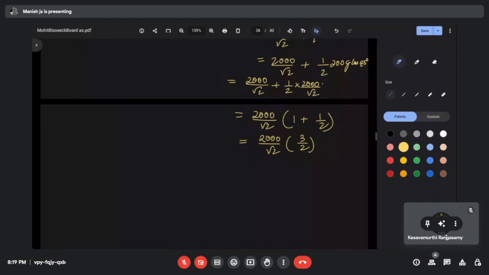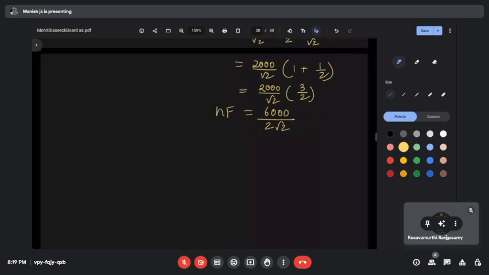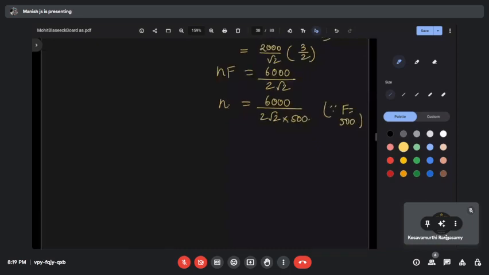Times 3 by 2. Okay. So you can write n into f is equal to 2000 into 3 is 6000 upon 2 root 2. So you get the expression n. F max, as we know, is 500, the maximum force. So n is equal to 6000 upon 2 root 2 into 500. We assume since f is equal to 500, we take that as a given condition.